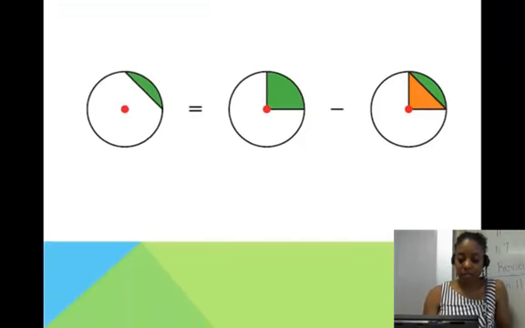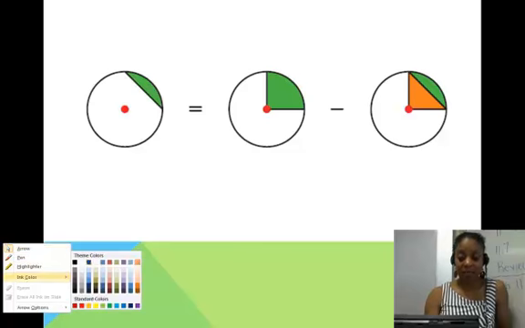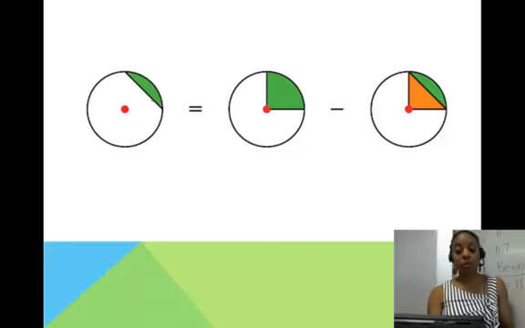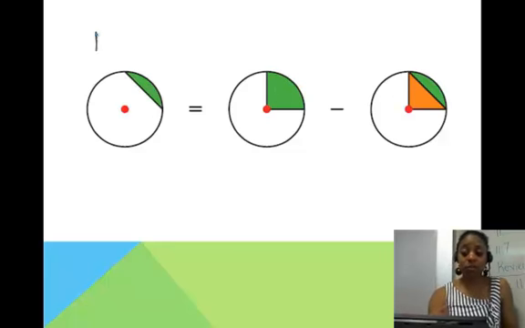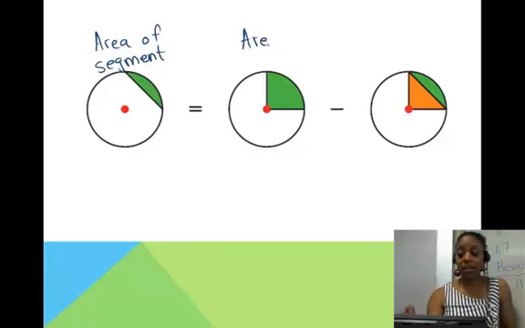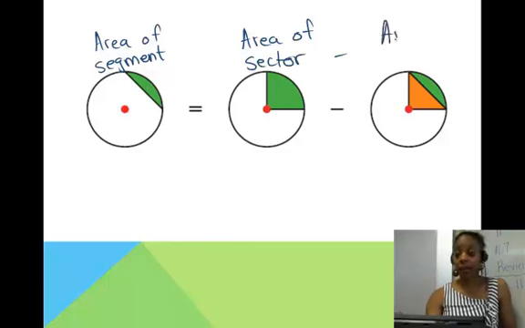All right, so next we're going to take a look at how we would find the area of a segment. If we want the area of the segment, what we could do is take the area of the sector, so the area of the segment would be the area of the sector, and subtract the area of the triangle.